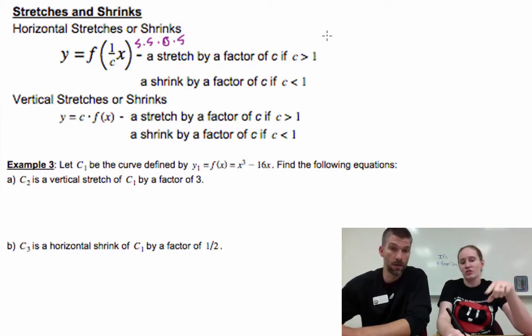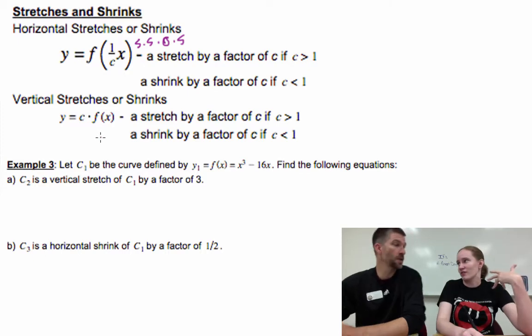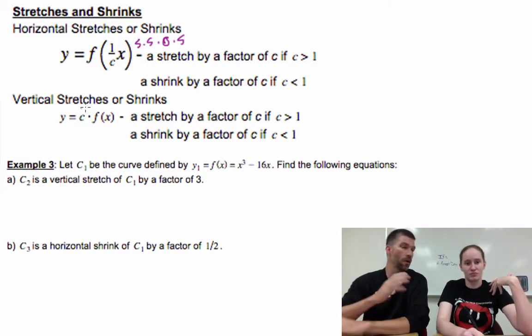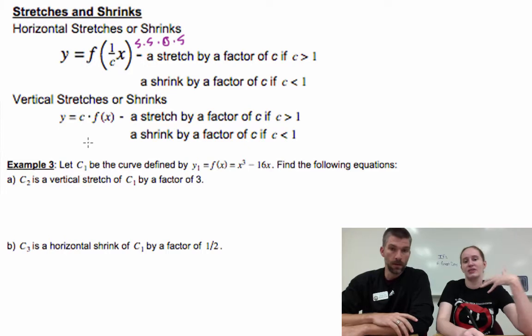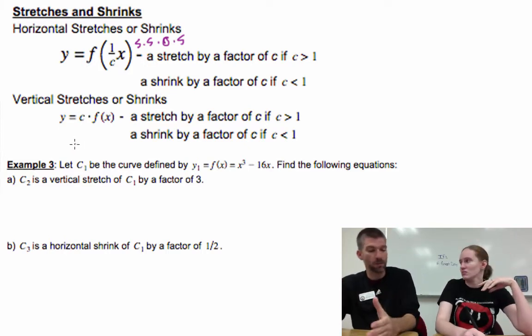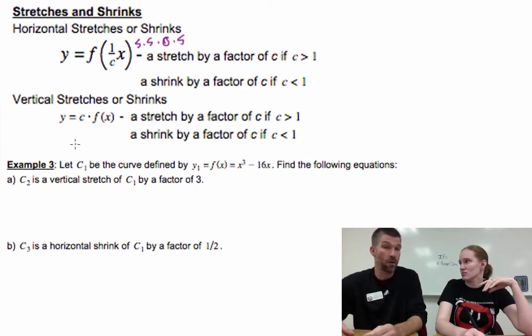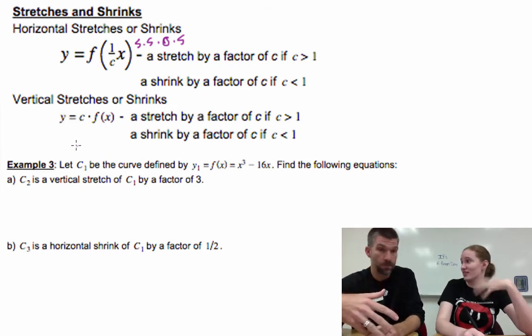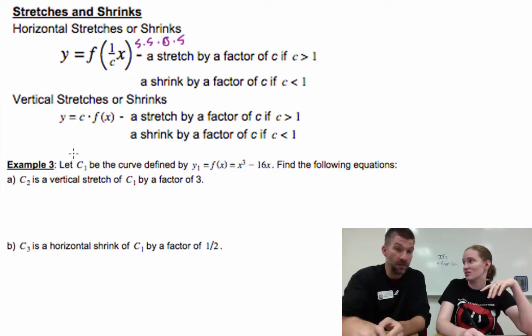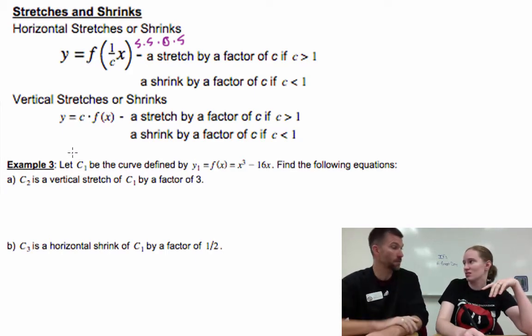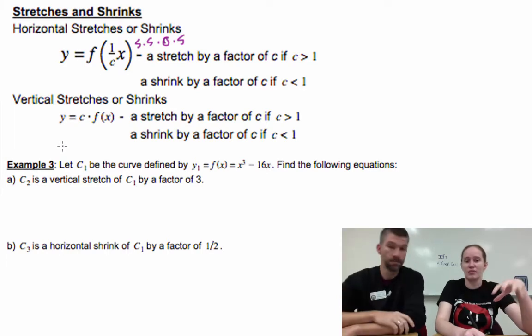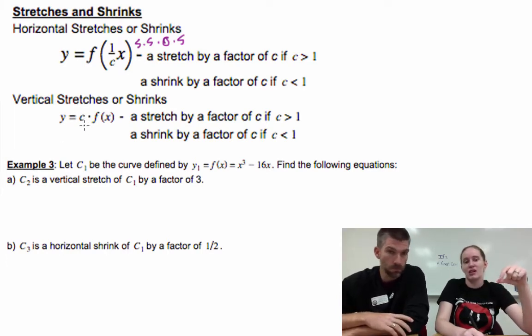Vertical stretches or shrinks are my favorites. Those are the easiest ones to see in the whole world. They're on the outside. They're literally multiplying your y values by whatever number it is. So if I take 2 and multiply it by 3, that's 6. That's 3 times more than 2, which was where I started. So whatever this number is on the outside will be either your stretch or your shrink. If it's a 5 on the outside, you're stretching by 5. If it's a 1/2 on the outside, you're shrinking by a half.